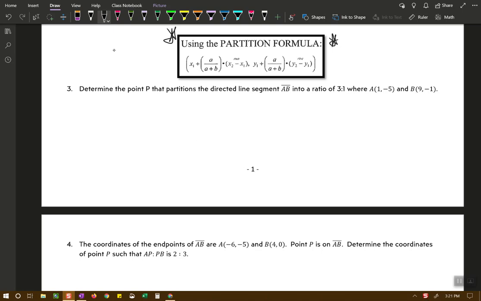Alright, hello students. In this video we're going to be working with the partition formula, and try to remember that this is the part that we're going to use to find x, and this is the part that we're going to use to find y. We're looking for point P, and point P is a coordinate point, so it has an x and a y value.